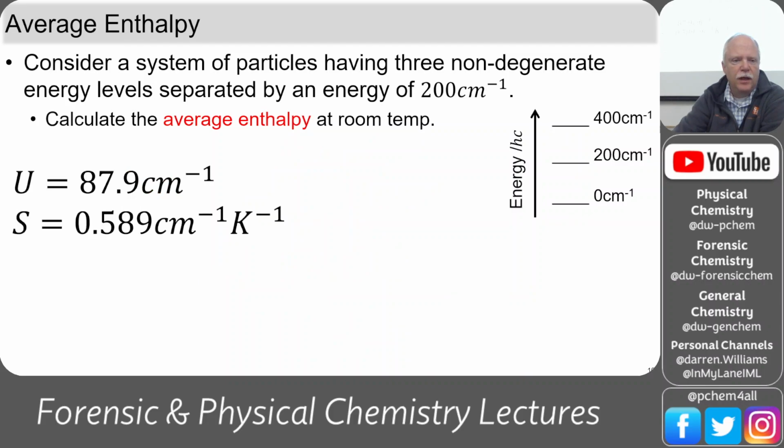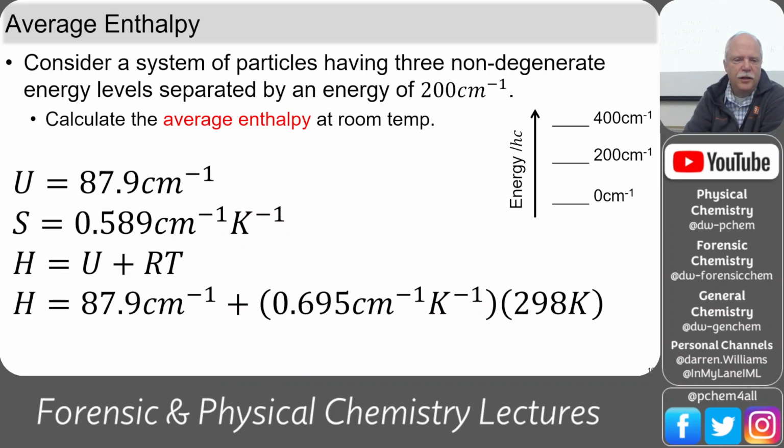So here's the internal energy and the entropy. Let's calculate the enthalpy. So here's the enthalpy equation. We don't need the entropy for this one. But again, we've got to make the decision on which R to use. And so we have the internal energy here. So again, R and U must match.